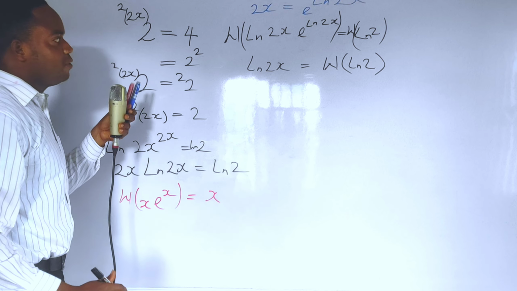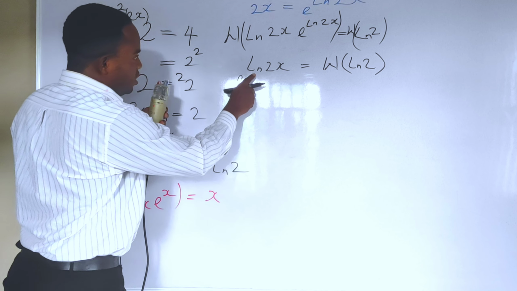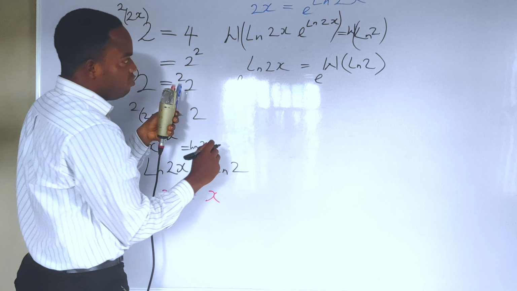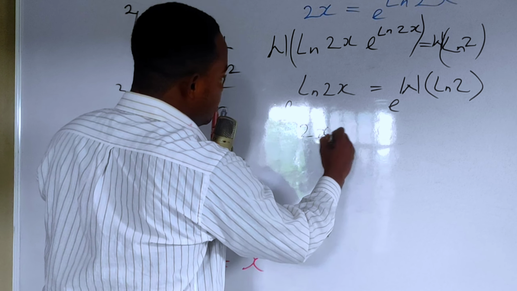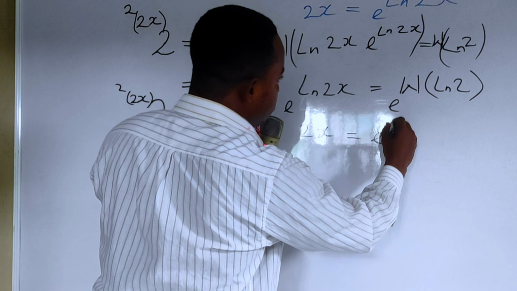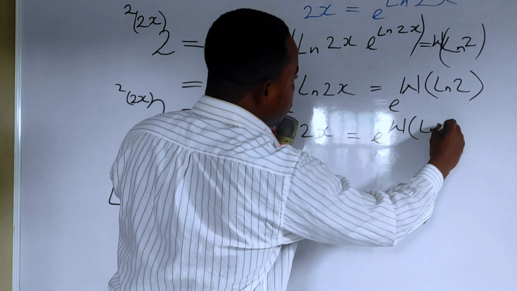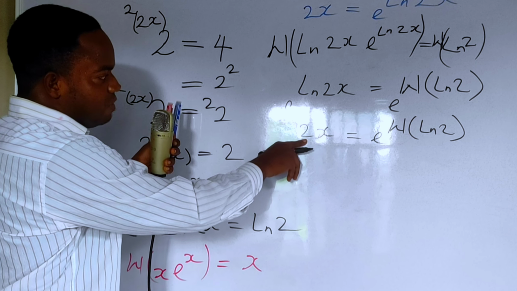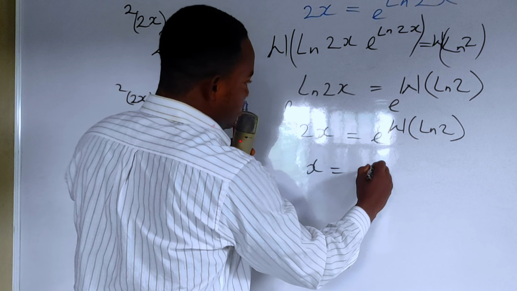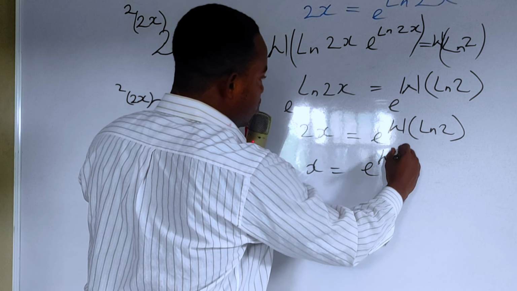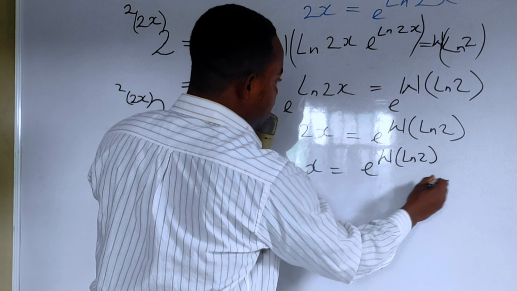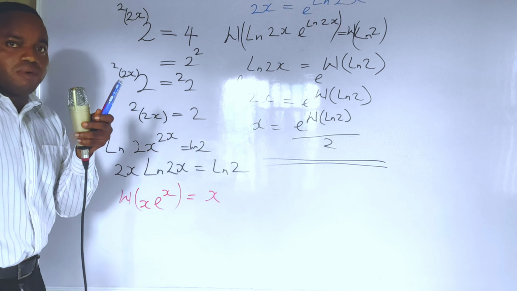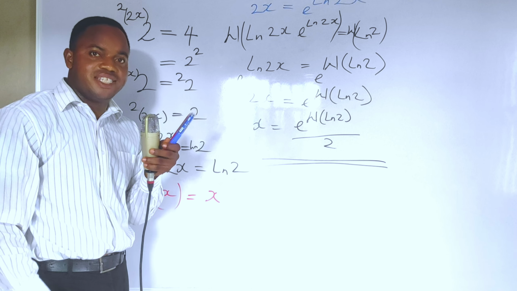Okay, we're almost done here. We just need to take the exponent of both sides so that we can get rid of the natural log we have here, and this is reduced to 2x equals e to the product log of the natural log of 2. We finish it off by dividing both sides by 2, right? And x is equal to e to the product log of the natural log of 2, divided by 2. And this is it. Well, thank you, and see you in the next one.